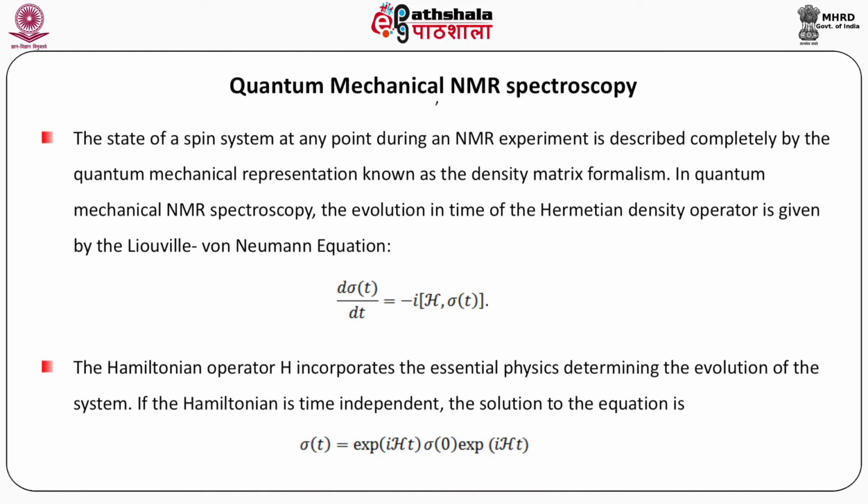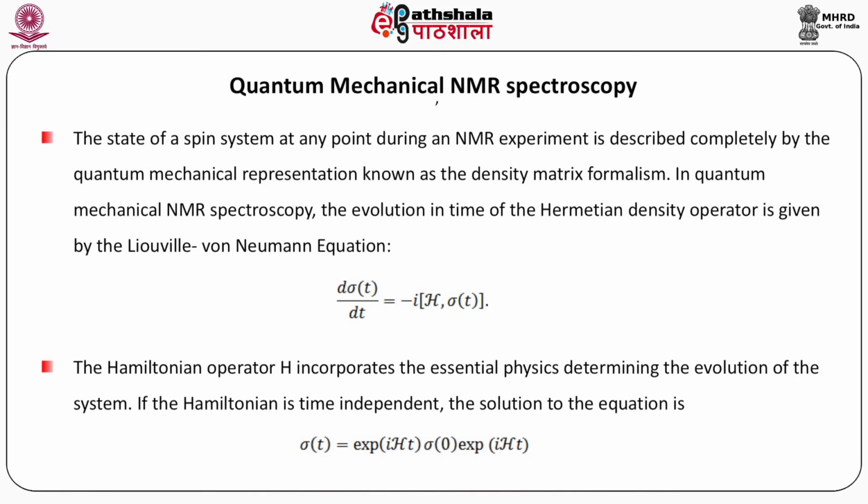Quantum mechanical NMR spectroscopy. The state of a spin system at any point during an NMR experiment is described completely by the quantum mechanical representation known as the density matrix formalism. Here let me explain to you that we cannot get directly to understanding the density matrix. There is a very long quantum mechanical explanation explaining the physics and the mathematics, and basically it starts with the Schrodinger equation and then operators, and then it comes to the Liouville space. But fundamentally there is a long set of equations that bring us to the understanding of density matrix, which I am avoiding here and I encourage you to read on your own.